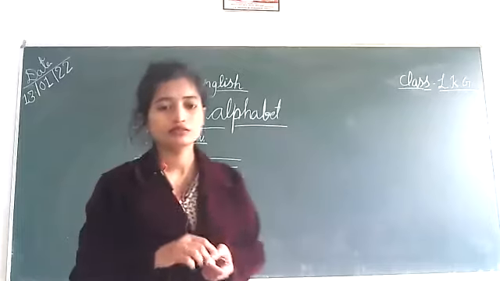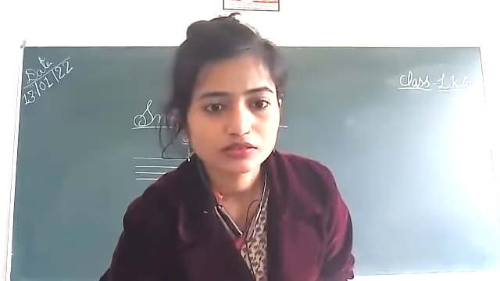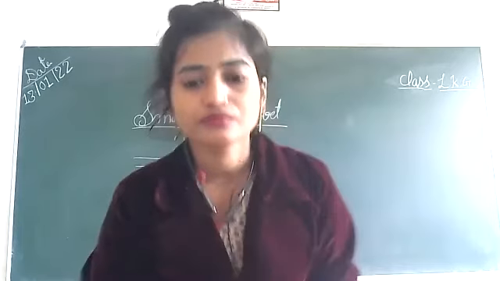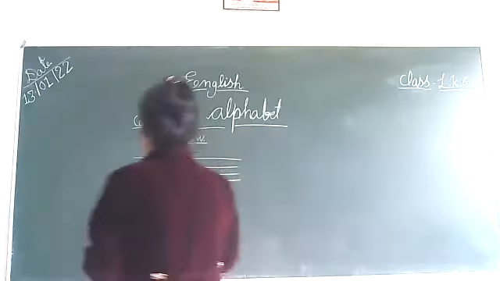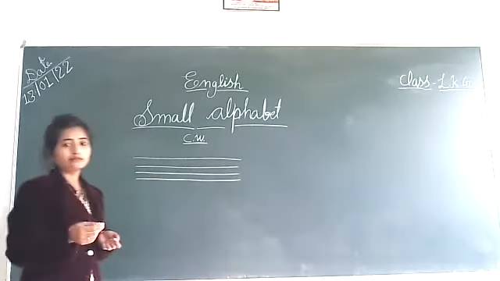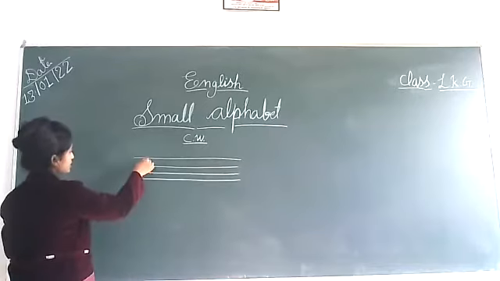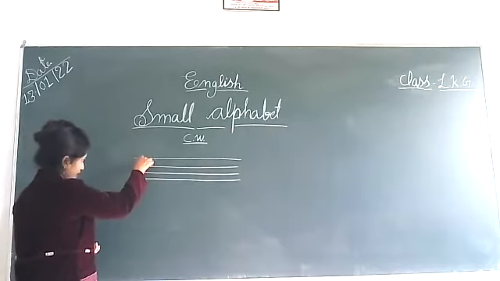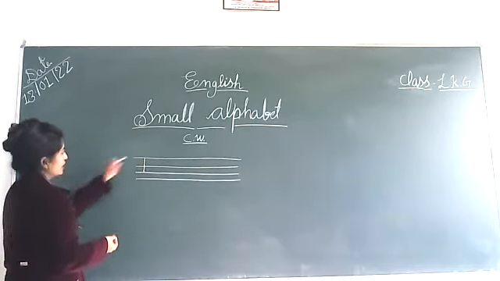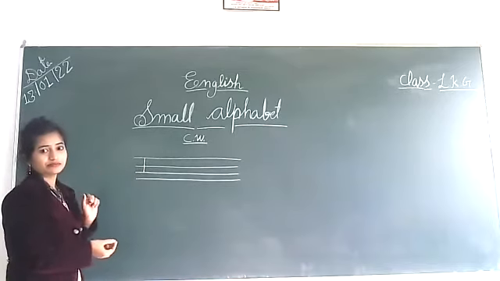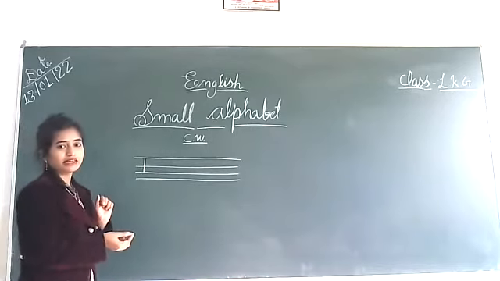Today, after E, which alphabet will come? F. So how to write the F first? Make a standing line, red to blue line. Make a standing line.